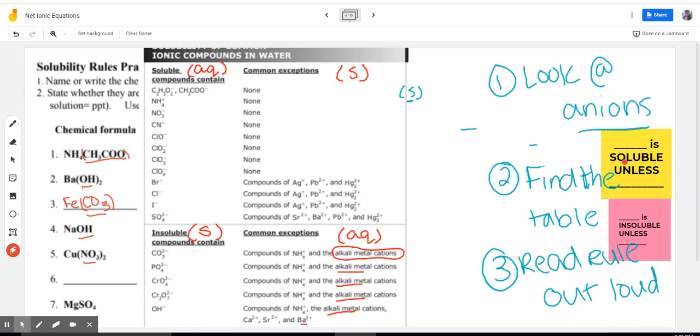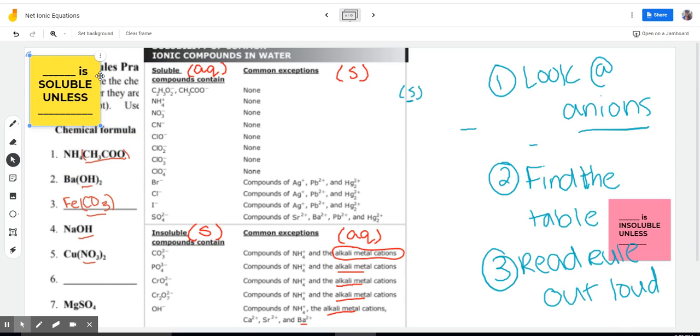Now that I know that I'm in this top part of the table, I'm going to go ahead and say the sentence out loud. So it says, blank is soluble unless. So acetate is soluble. That's acetate, by the way. I know it's not very clear. But CH3COO is soluble right there, which is aqueous, unless, and then you're going to read the common exception. There is no exception to this rule.